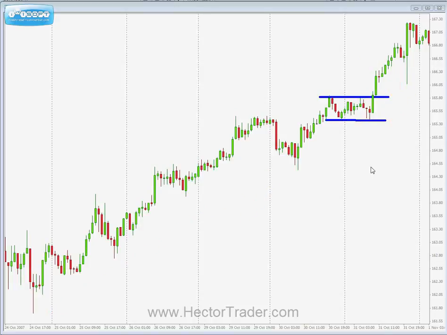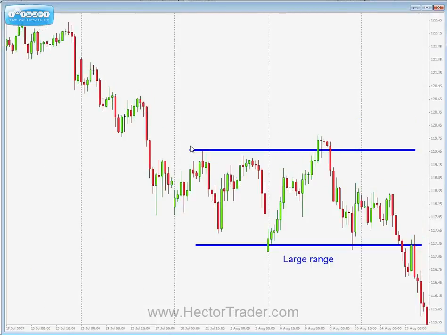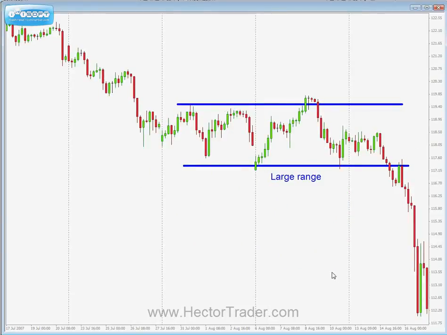Okay, all right. Before, I was telling you that this is a rather small range. Now I'm going to show you another chart where we can see a much larger range. I'm showing you right now the USD against the JPY, the Japanese yen chart. As you can see, this is a much larger range.